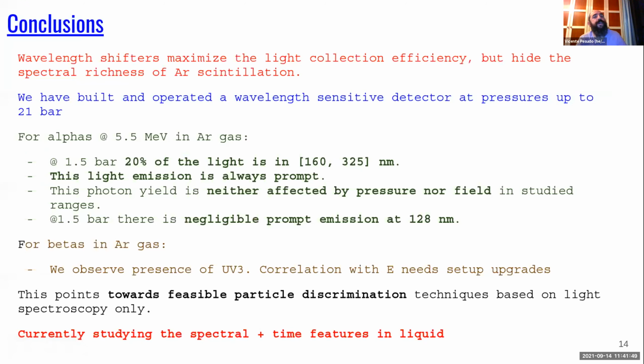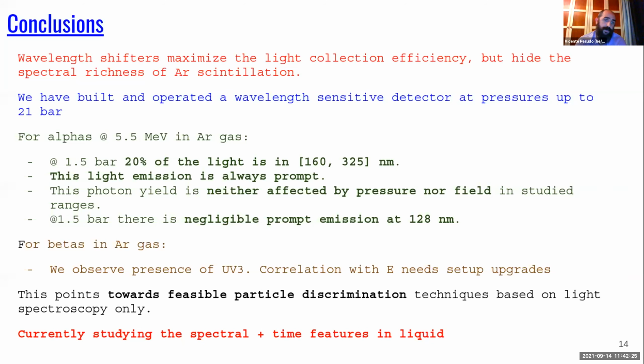And the conclusions. Wavelength shifters maximize the light collection efficiency, but hide the spectral richness of argon scintillation. We have built and operated a wavelength sensitive detector at pressures up to 21 bar. For alphas at 5.5 MeV in argon gas, so at 1.5 bar, 20% of the light is in the 160 to 325 nanometer range. This light emission is always prompt, and this photon yield is neither affected by pressure nor field in the studied ranges.